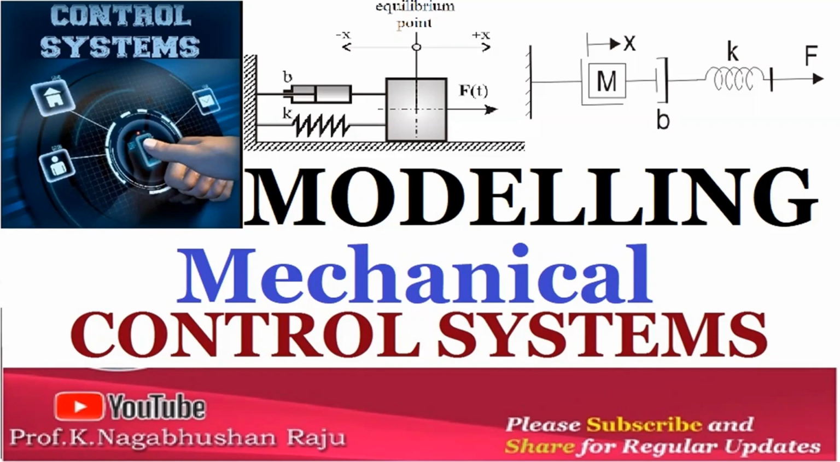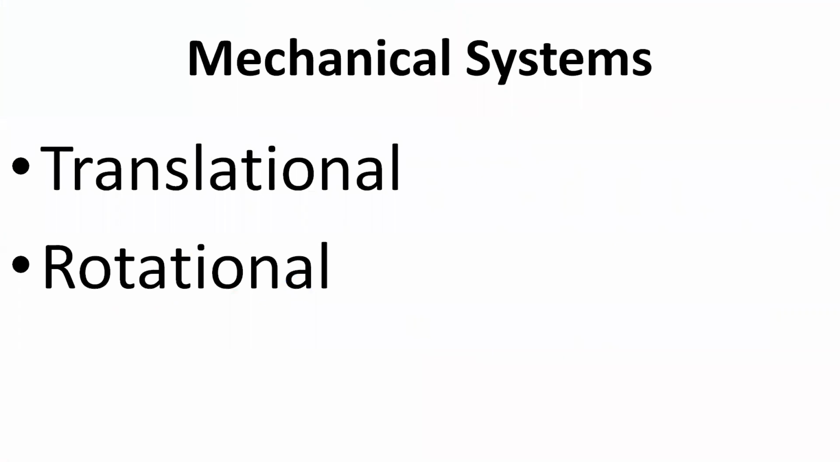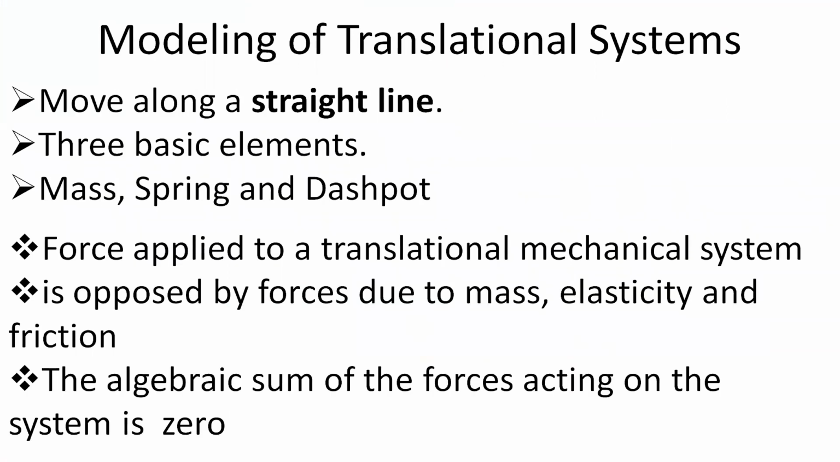We'll be discussing the differential equation modeling of mechanical systems, which are of two types based on the type of motion. We call them translational mechanical systems and rotational mechanical systems. Translational mechanical systems move along a straight line. These systems mainly consist of three basic elements, which are nothing but mass, spring, and dashpot. We also call the dashpot a damper.